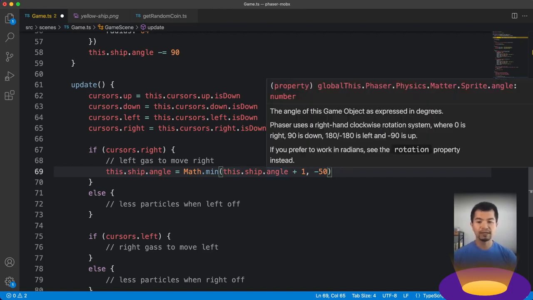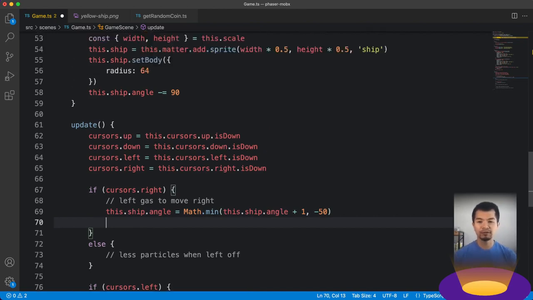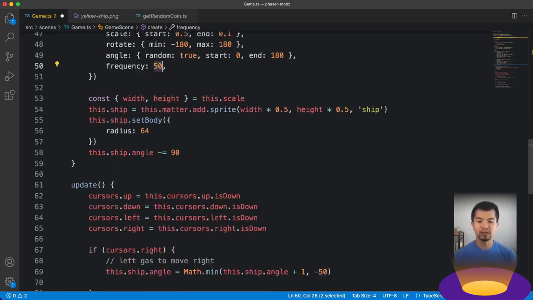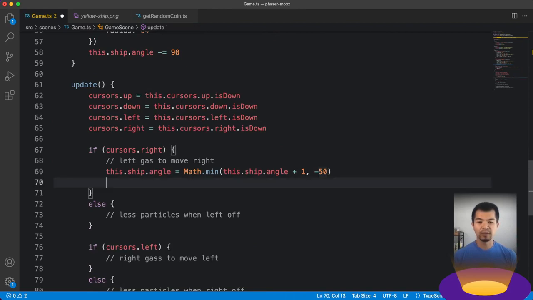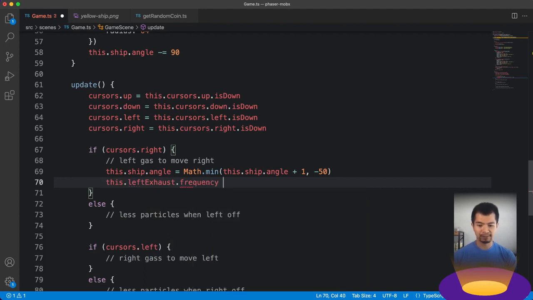And we're going to update our particle emitters' frequency. So back up here in frequency, we have it set to 50 for both. This is how often, so smaller is more often. This is also in milliseconds, how often these particles are going to appear. We want 50 when we're moving to the right, but we want to change it when we're not turning. So we're going to make sure when we are moving that we set it back to 50.